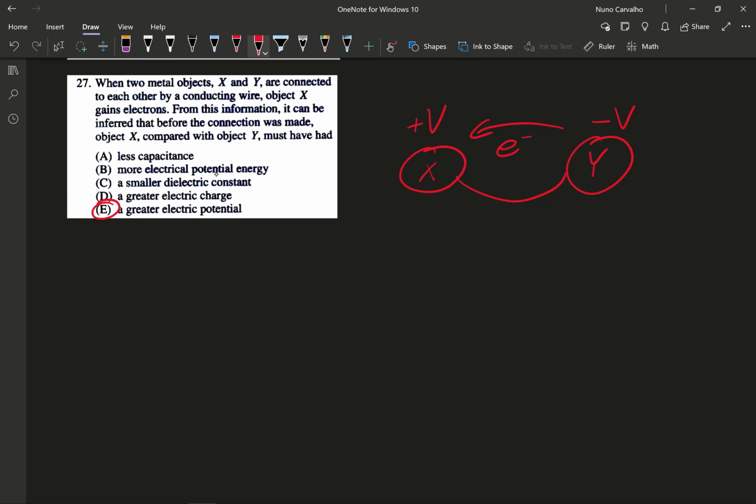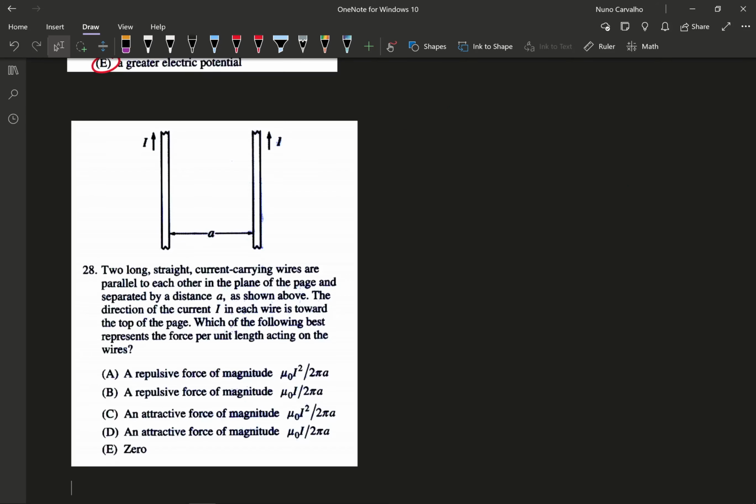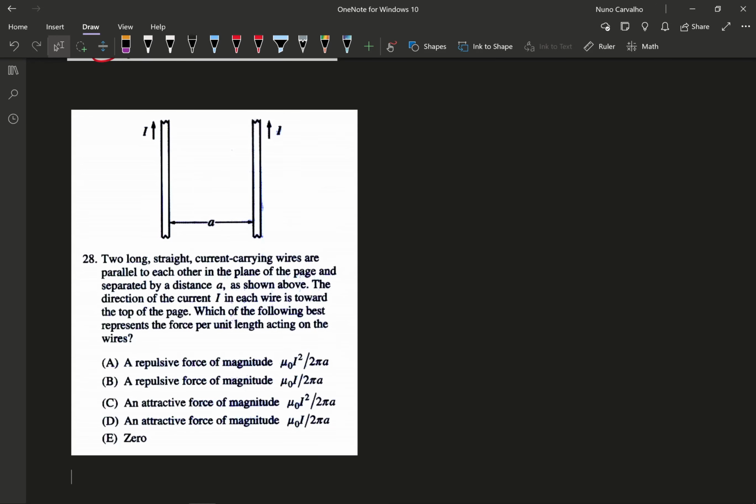Number 28, we're told that two long straight current carrying wires are parallel to each other in the plane of the page and separated by distance A as shown above. The direction of the current I in each wire is toward the top of the page. Which of the following best represents the force per unit length acting on the wires?